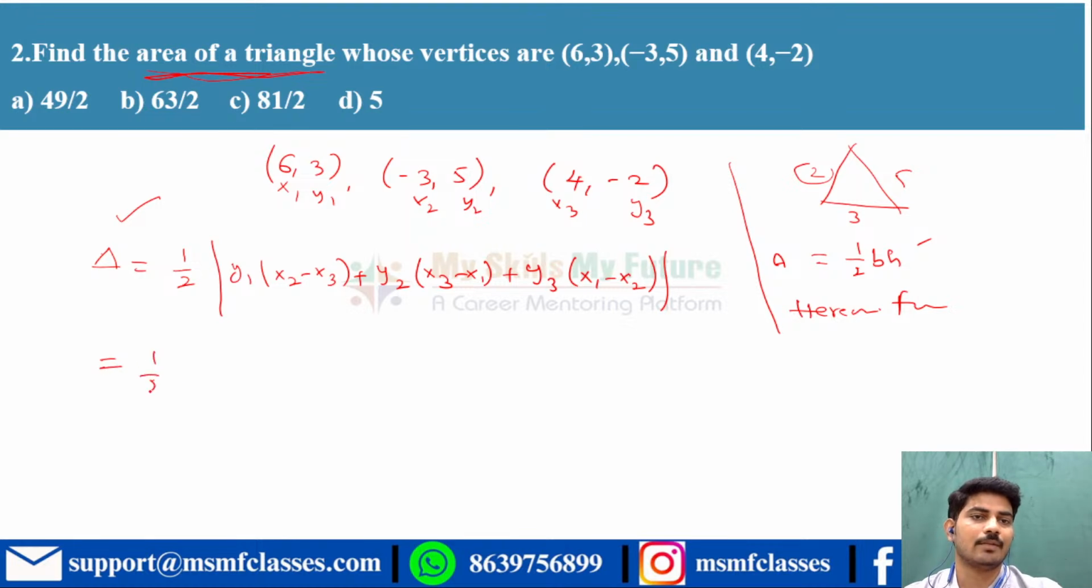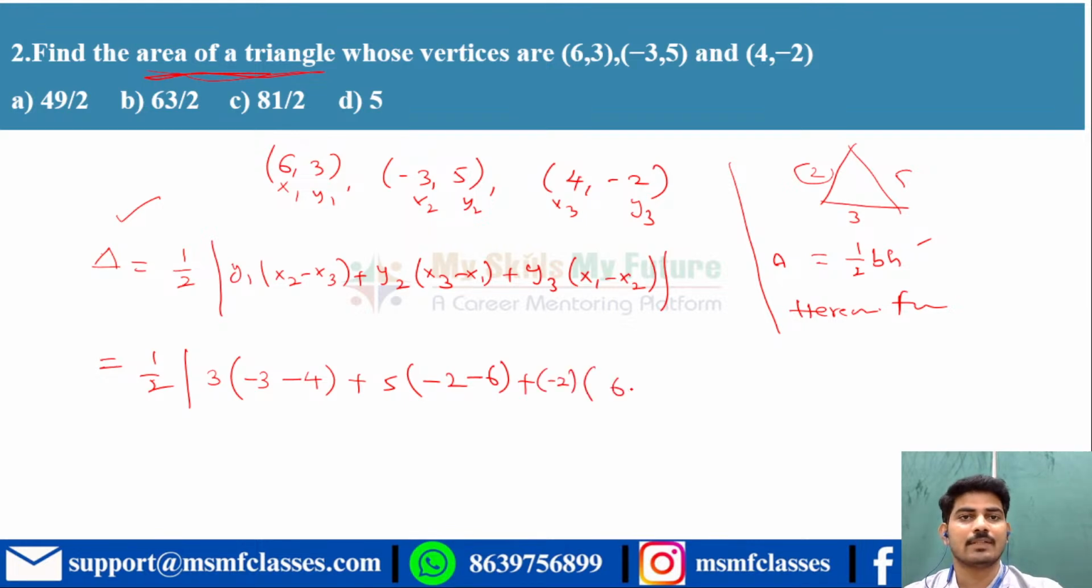So see here, 1 by 2. What is the y1 value here? The y1 value will be 3. So x2 will be minus 3 and x3 will be minus 4, plus y2 value will be 5 and x3 value will be minus 2 minus of 6, plus y3 value here will be minus 2 of x1 value 6 and x2 value minus of minus 3. And if we simplify this equation, Soumya has answered the question as 49 by 2.